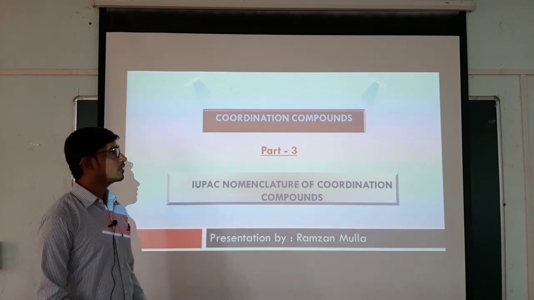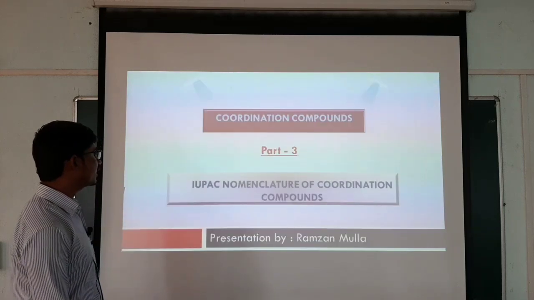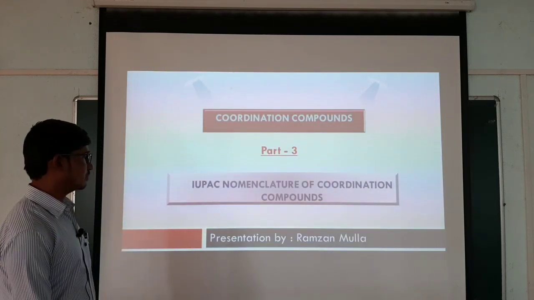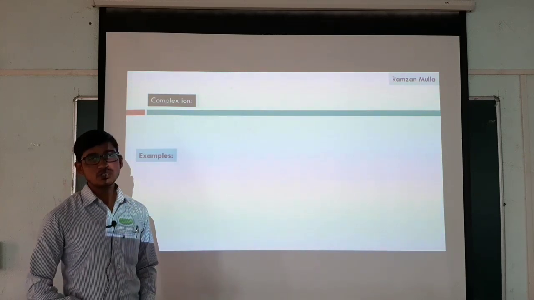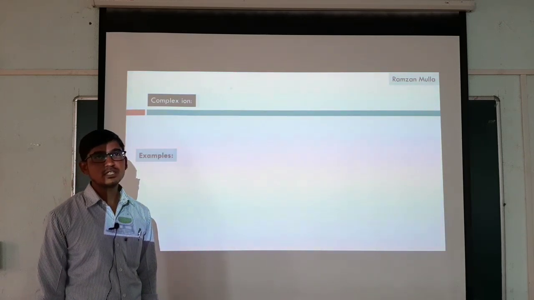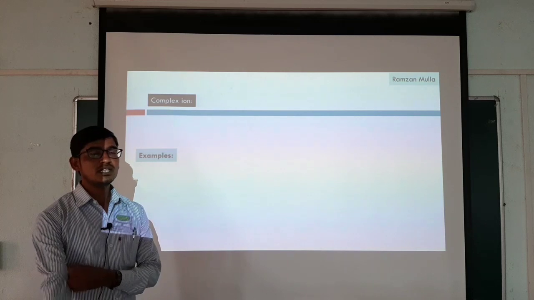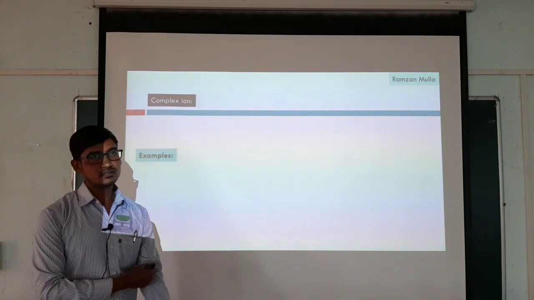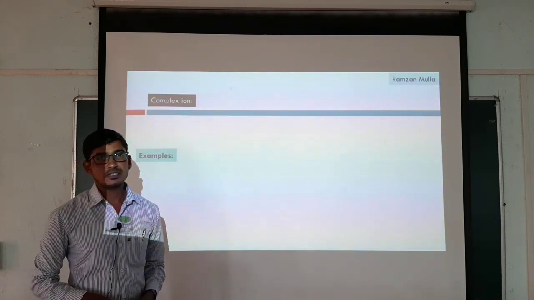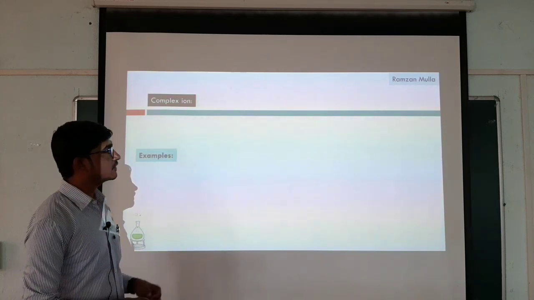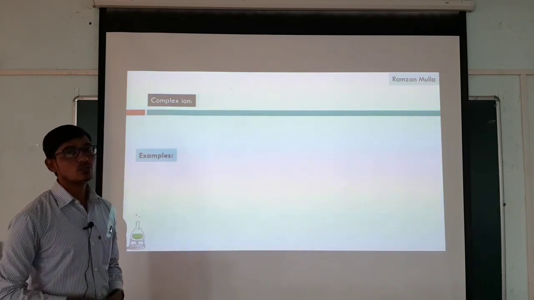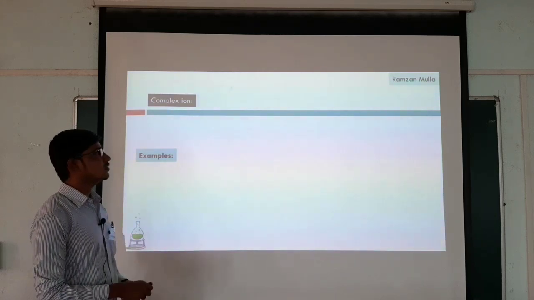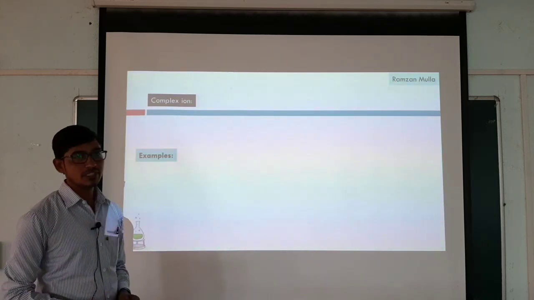In this video, we will discuss the IUPAC nomenclature of coordination compounds. In the last video, we discussed some of the basic terms related to coordination compounds, such as central metal ion, ligands, counter ion, and in that we left two more terms. One is complex ion and one more is coordination number. So in this video, we will start with those two basic terms.